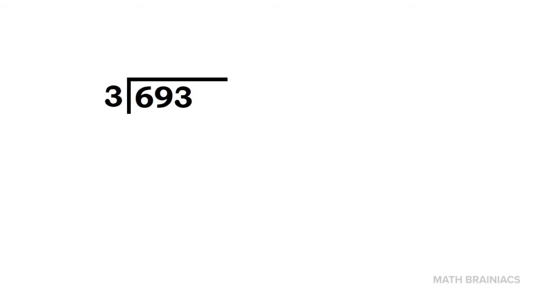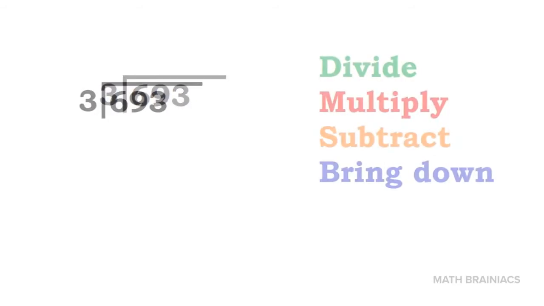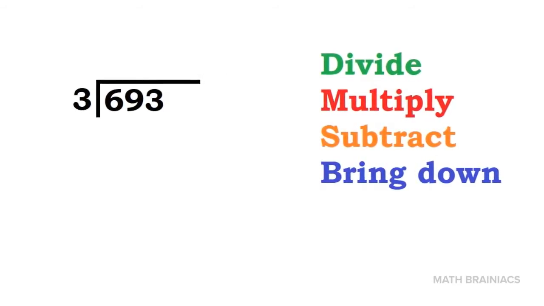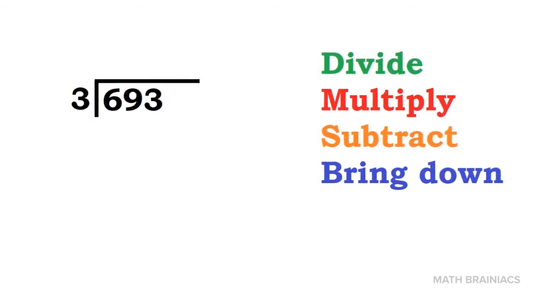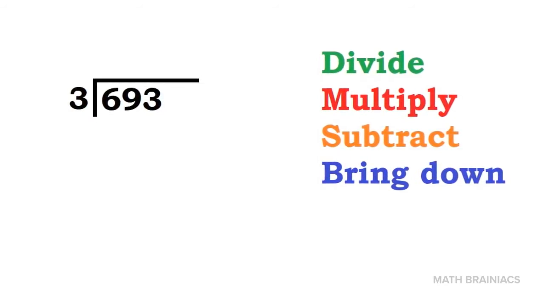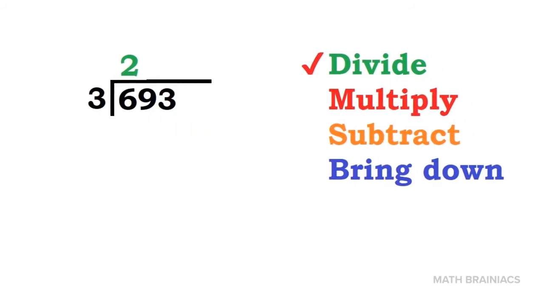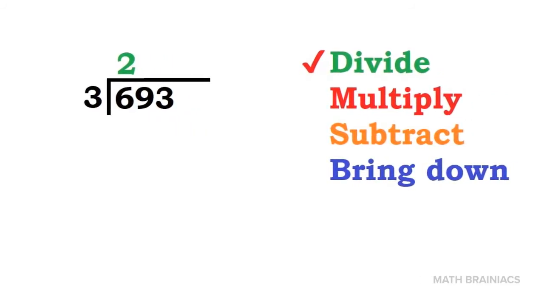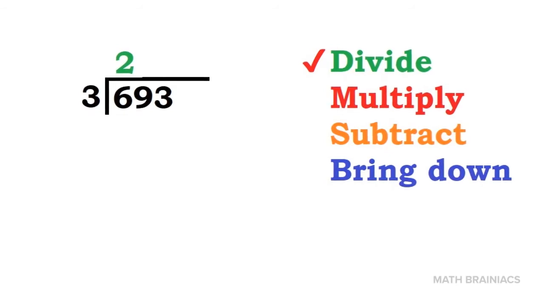Let us work on another example so that you can understand it well. 693 divided by 3. The steps will always be the same. Divide, multiply, subtract, and bring down. Don't forget, okay? First, we are going to divide. How many 3 are there in 6? There's 2 3 in 6.